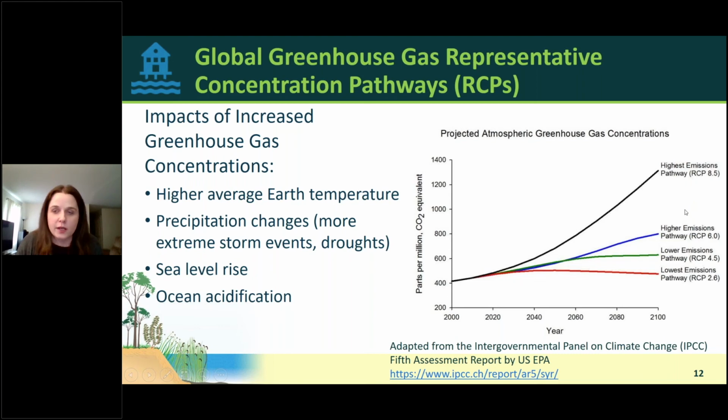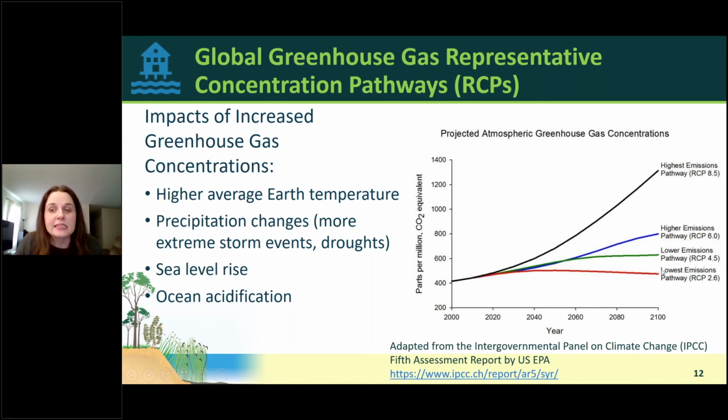Now, with the efforts going on currently in the world, we're probably more in the pathways for RCP 6.0 and RCP 4.5. We're kind of teetering along these two pathways, where there are efforts being put in place to reduce greenhouse gas emissions by using renewable energy sources, by looking at ways to reduce emissions from vehicles. Just those strategies that are being put in place.